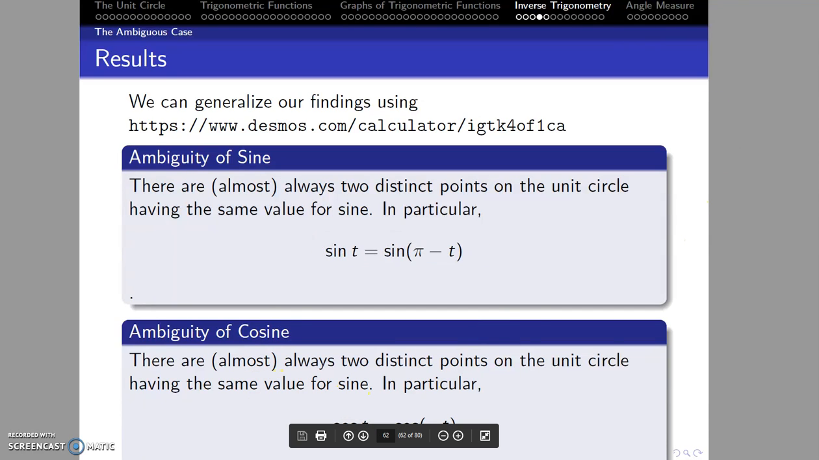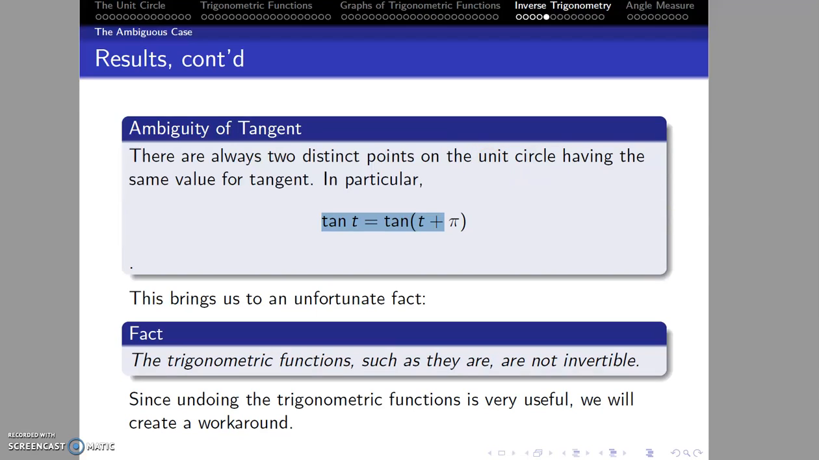Cosine of negative t is equal to cosine of t. That's the even property of cosine as well. And also, tangent of t is equal to tangent of t plus pi. So this brings us to an unfortunate fact. The simple, sad fact that the trigonometric functions, such as we have them now, are not invertible.